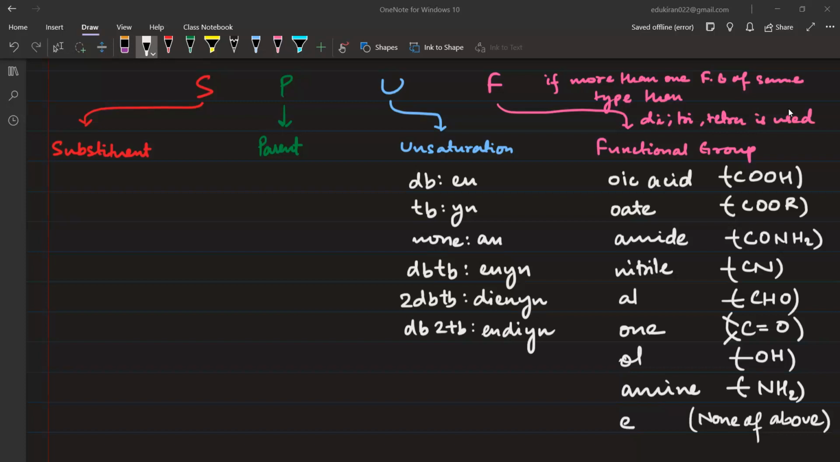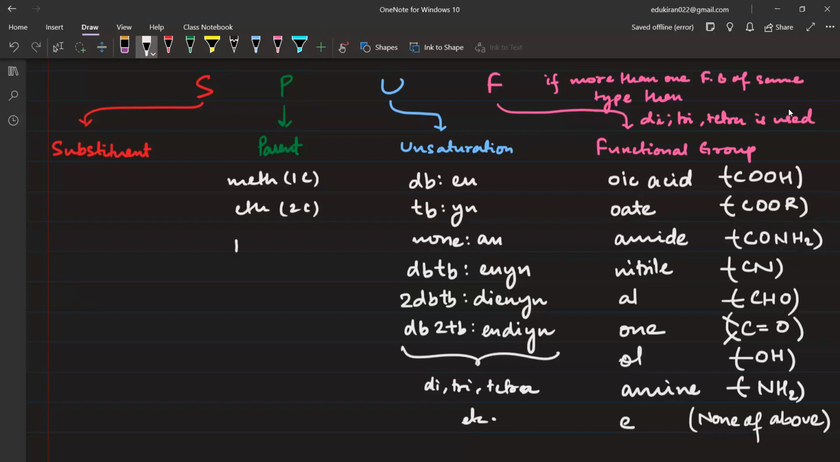अच्छा, यानी कि यहाँ पे भी व्हाट वी कैन यूज इन अनसैचुरेशन, आल्सो वी कैन यूज डाई, ट्राई, टेट्रा. ठीक है. Now when I talk about parent, then meth is used when you have one carbon atom. Eth is used when you have two carbon atoms. Prop is used when you have three carbon atoms. But is used when you have four carbon atoms. After that, pent is used when you have five carbon atoms. Hex is used when you have six.